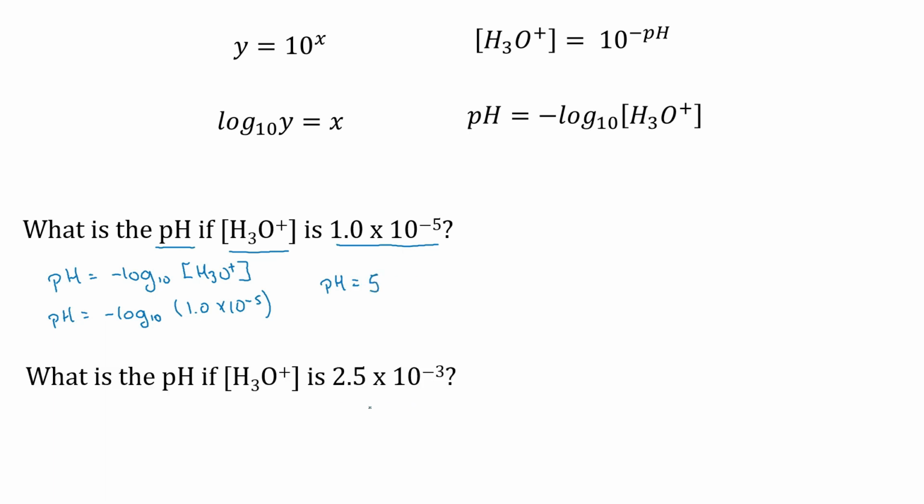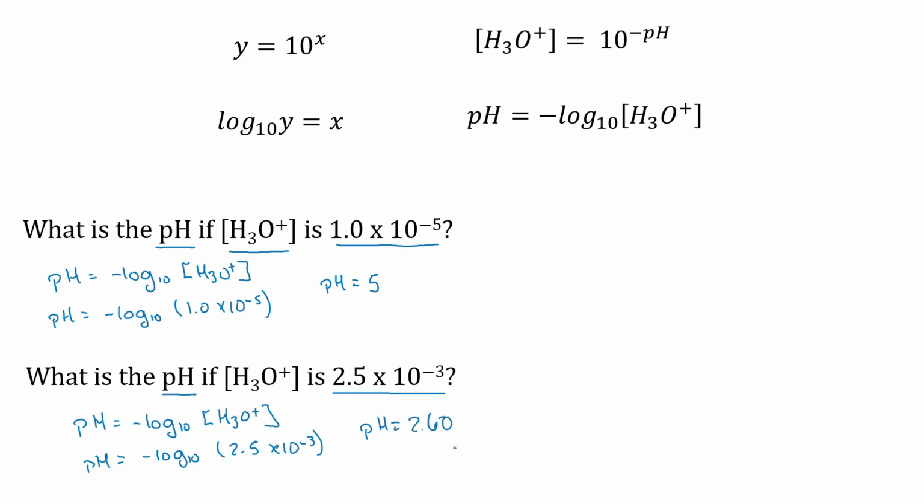Okay, let's take a look at another problem. Again, this is asking for us to solve for the pH, and it gives us a concentration. So I'm going to use the same form of the equation. So my pH is going to be my inverse log base 10 of 2.5 times 10 to the negative third, which gives me a pH of 2.6.